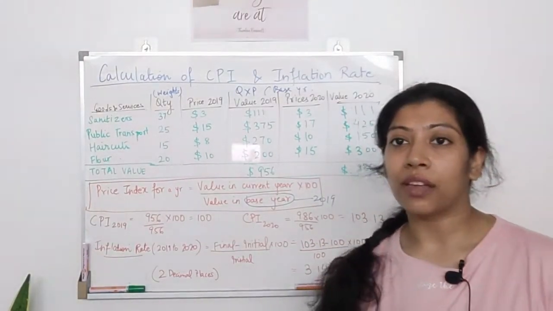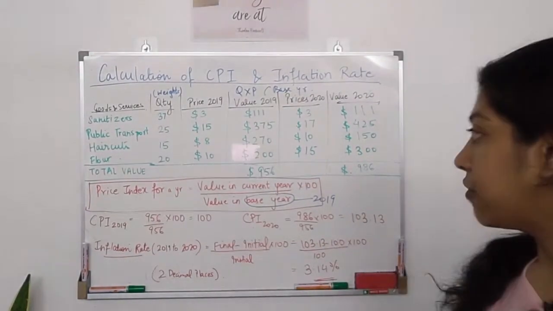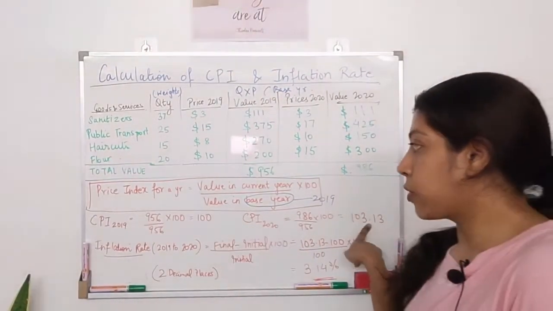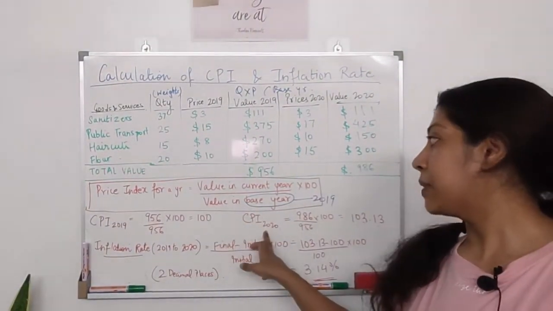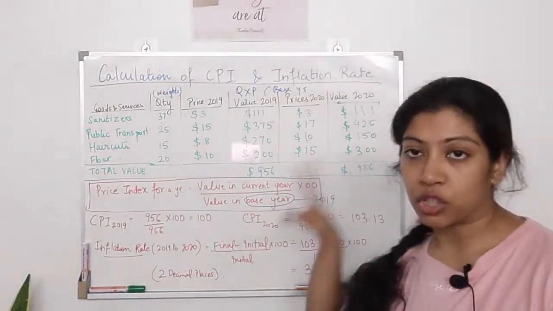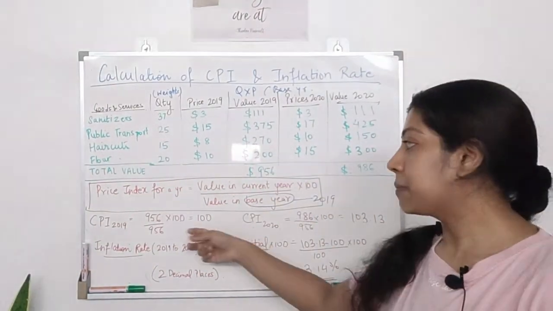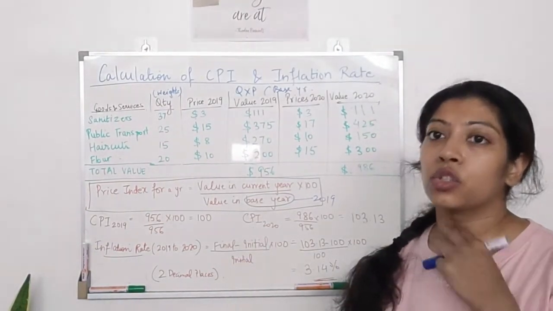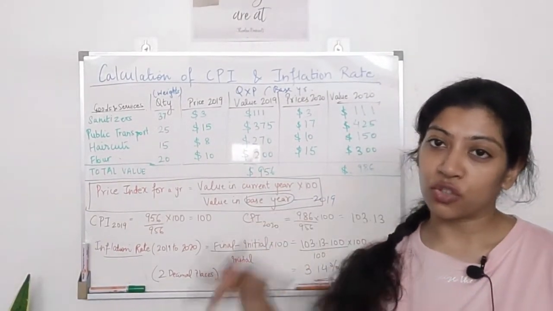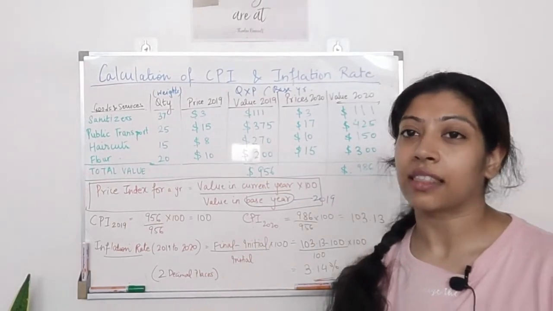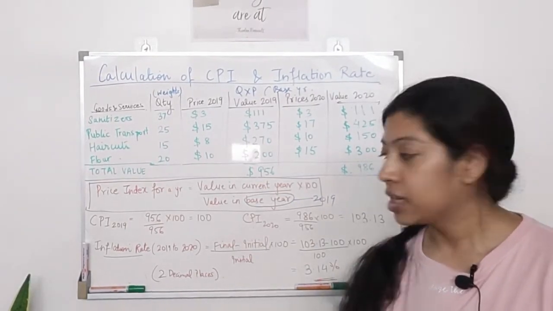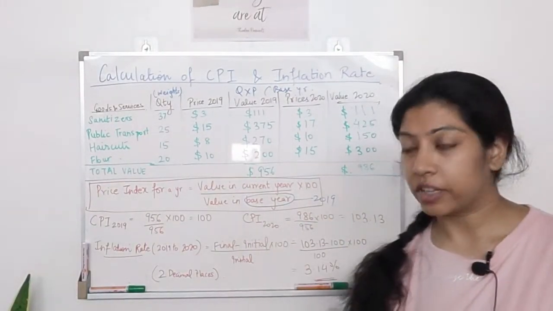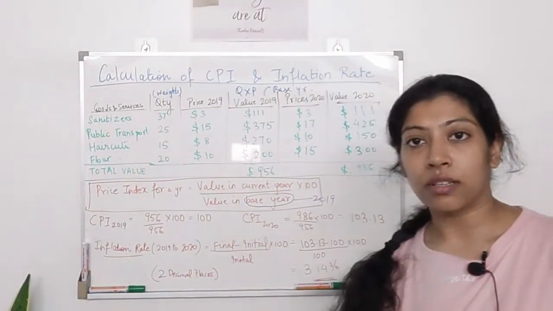In the same way, if there was a decrease, we could say there's a deflation. So for instance, this is 100 and this is 103.13, but let's say the values were changed and the CPI 2020 was actually 96, for instance. Because the CPI has decreased, we can immediately see that there has been a deflation. So this is one good way to find out whether there's inflation or deflation, and then finding out the final value.